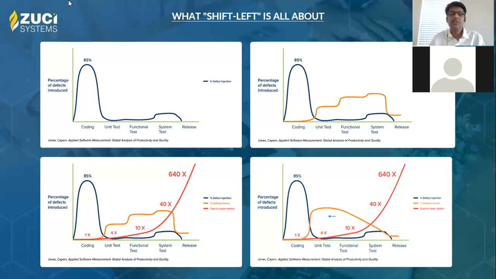So coding phase, if you find it, it could be a 1x. In unit test, it is 4x, 10x, 40x. And when it gets to release, it is 640 times, basically. The numbers can be debatable, but there is no question that there is a number involved there, right? And at this phase, it really starts to get interesting, because you see a progression of cost that is kind of bad, and that dramatically increases when the defect is found in later stages, basically.